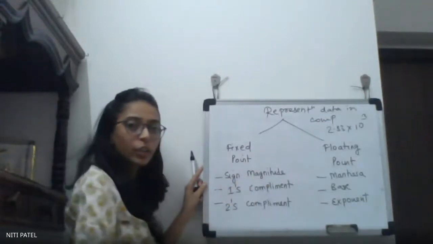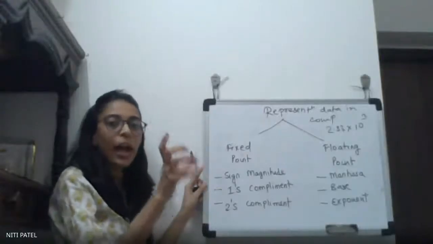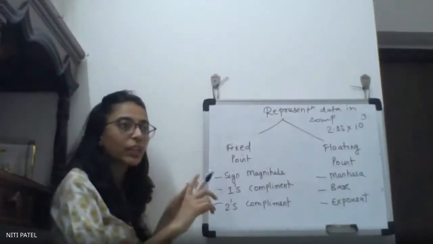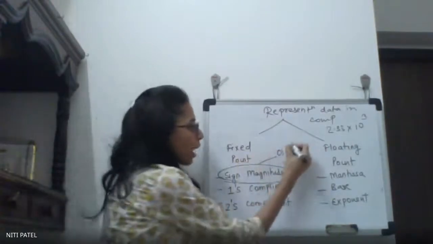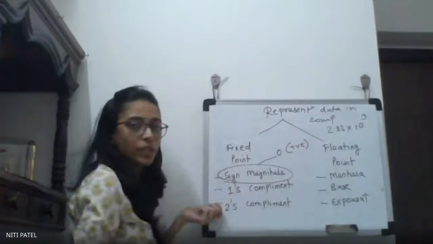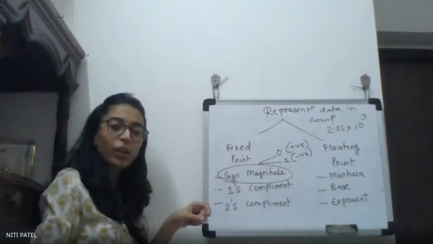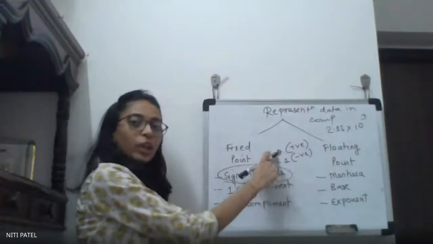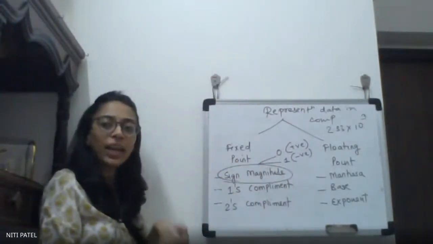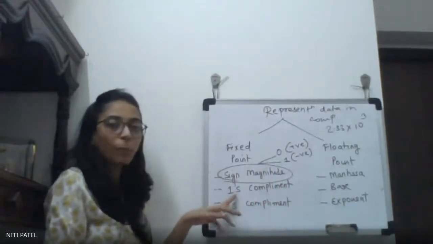Do you know what is sign magnitude? Have you done this in DE? Yes, ma'am. I will have a number, and to represent that number as positive or negative, I identify it by using the sign magnitude. So if it is 0, I understand that the number is positive, and if it is 1, I understand that the number is negative. Or if I want to make any number positive, I will add 0 to that number, and to make any number negative, I will add 1 to that number. What is 1's complement?